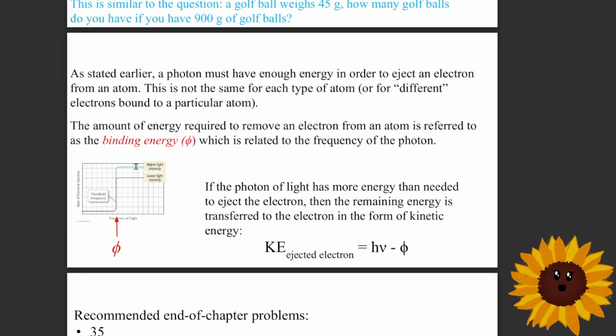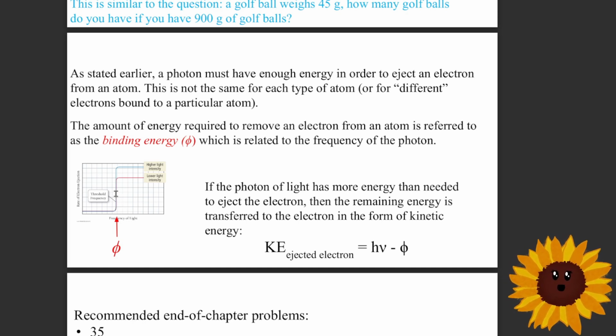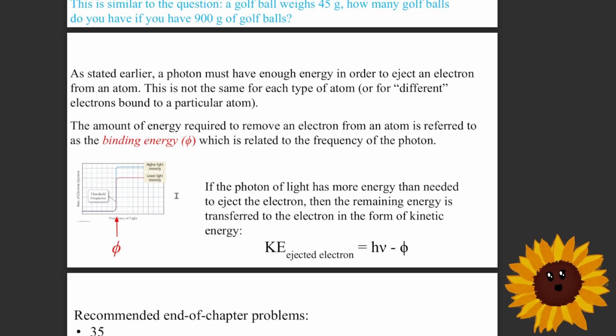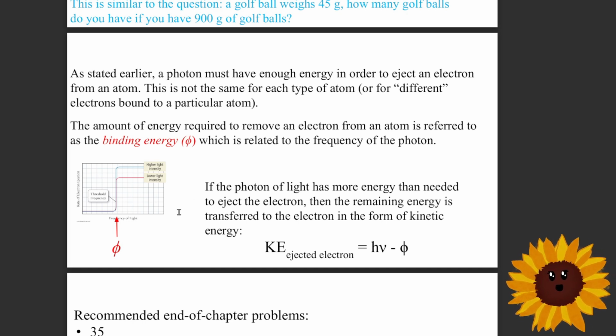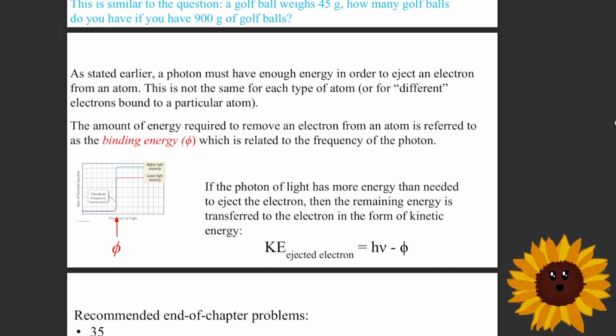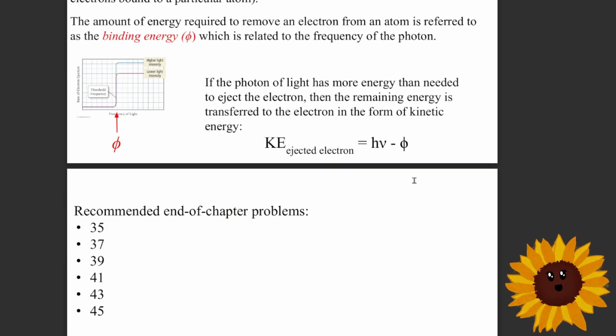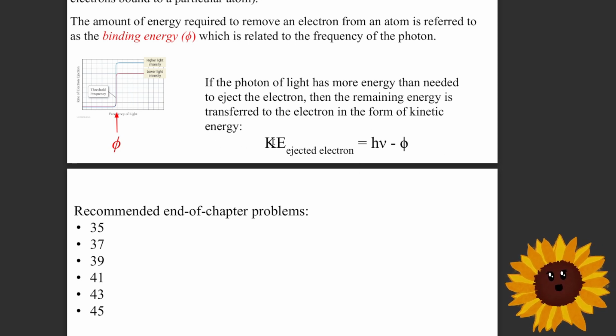If the photon of light has more energy than needed to eject the electron, so it's more than the threshold frequency, then that electron is going to keep all that remaining energy, transferred to it in the form of kinetic energy. So basically, the higher the energy, the faster that electron's leaving, because kinetic energy is how fast the electron's moving. So we have another cute little equation here, and it is KE.